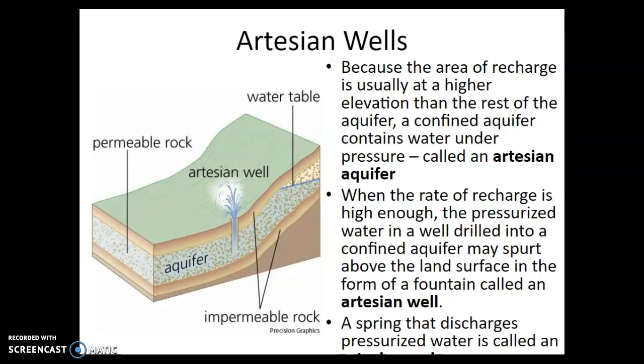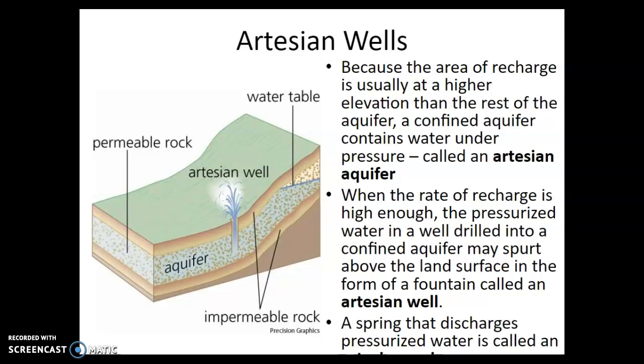And again, this is just an example of an artesian well. Because the area of recharge is usually at a higher elevation, a confined aquifer contains water under pressure. Water under pressure will create an artesian well. So when the rate of recharge is high enough, the pressurized water in a well drilled into a confined aquifer may spurt above the land surface in a fountain called the artesian well. And a spring that discharges pressurized water is called an artesian spring.